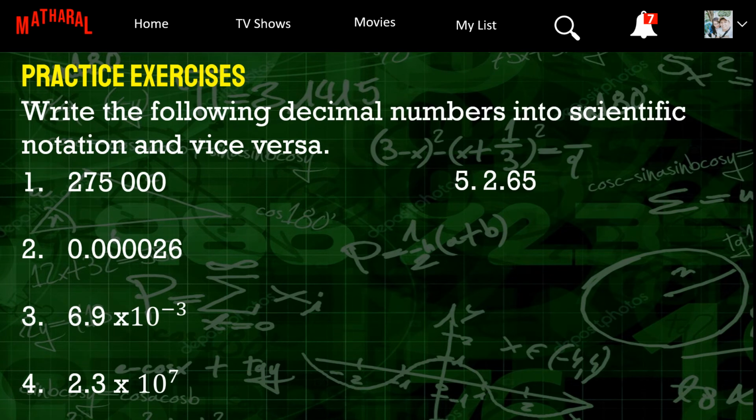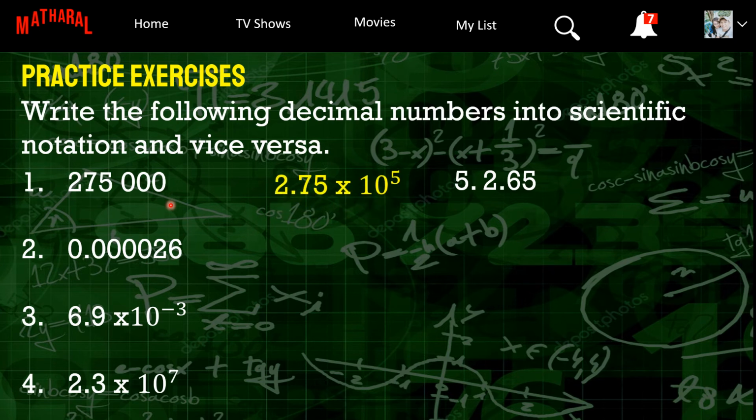So now let's have practice exercises. We are asked here to write the following decimal numbers into scientific notation and vice versa. For number 1, 275,000. 275,000 is a quite large number. So, we're going to rewrite it, or express it, in scientific notation. In scientific notation, 275,000 is equal to 2.75 times 10 raised to 5th power. That's what we had here.